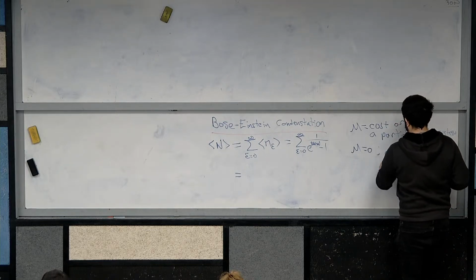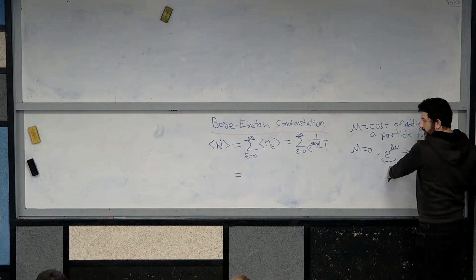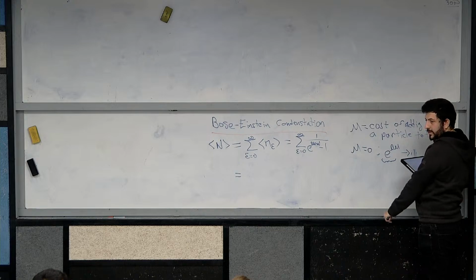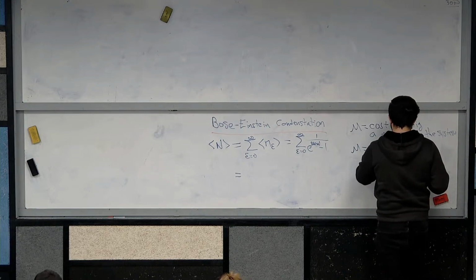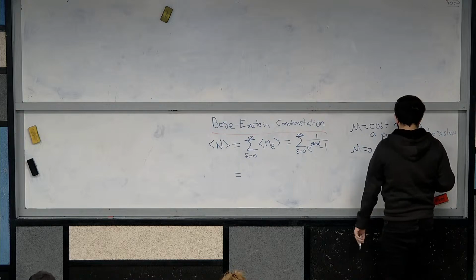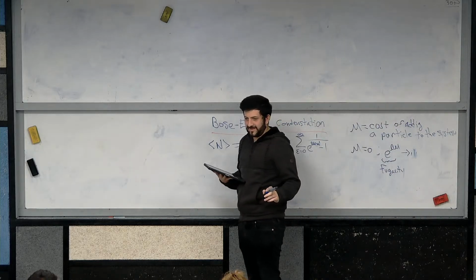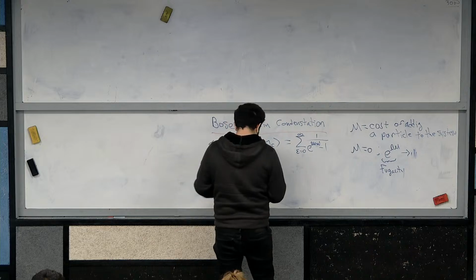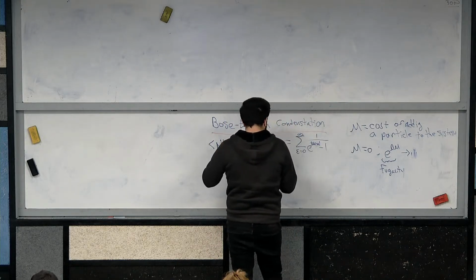Do you know what this term is called? How do we call this term? This is the fugacity. Maybe you saw it in the lecture. You already saw Bose-Einstein in the lecture, right? Right. Okay.